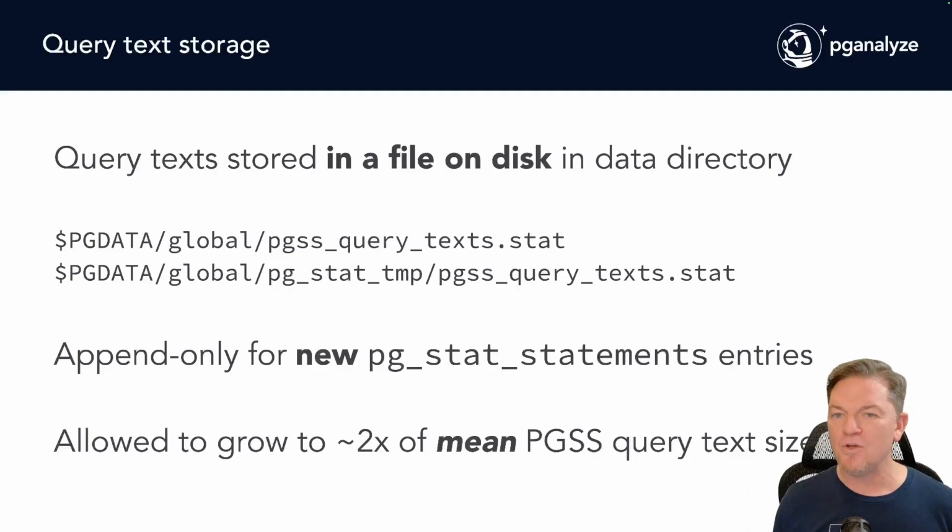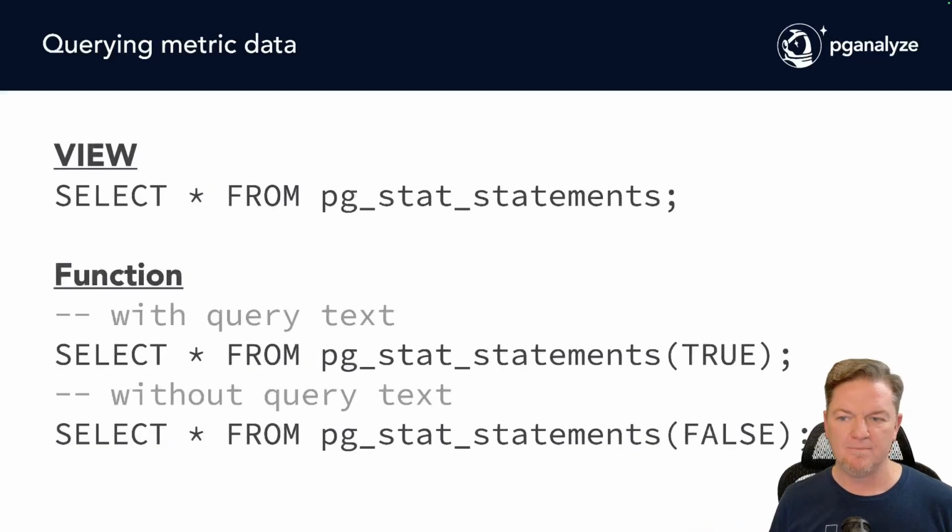Now, this file is append-only for new pg_stat_statements query entries. So every time I run a brand new normalized query, that text that I am executing is what gets written into this file. And this file is allowed to grow approximately 2x of the mean size of queries tracked in the in-memory hash table. And so as it's writing to this file, part of what's happening in memory is it's always keeping track of what that mean length is of the currently tracked queries.